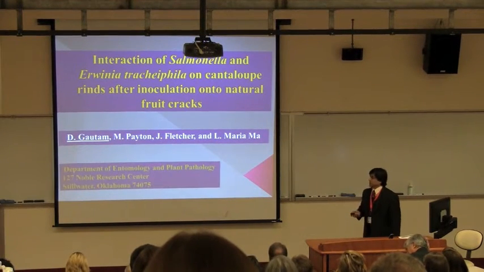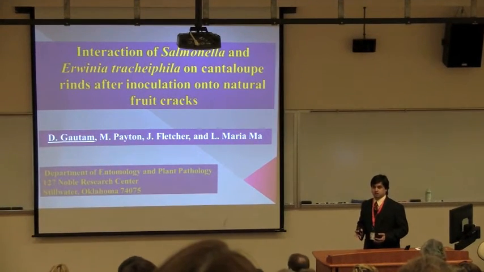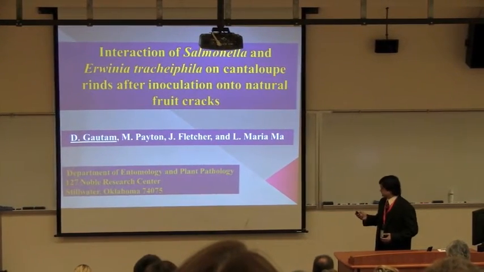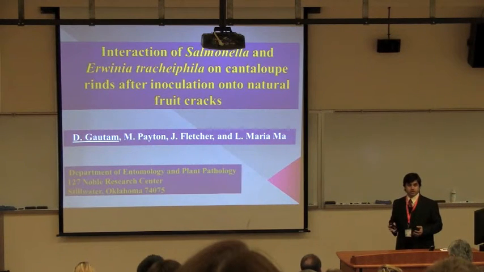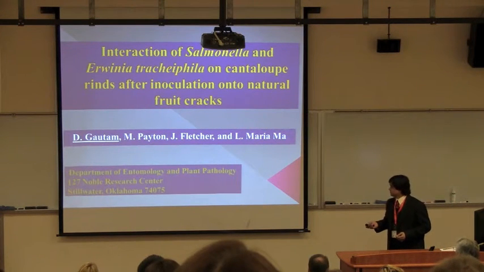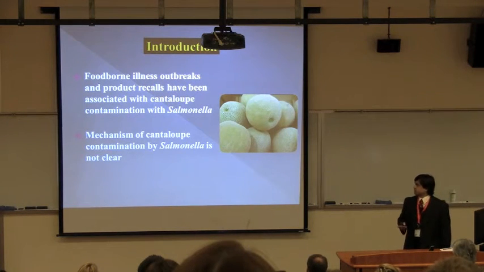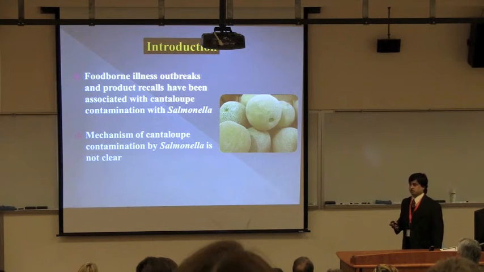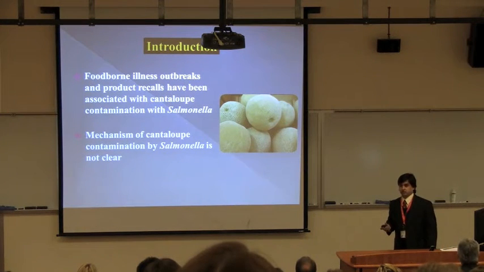Today I'm going to talk about the interaction of the human pathogen on plants in the presence or absence of a plant pathogen. I'm looking at the interaction of Salmonella and Erwinia on the cantaloupe fruit surface. We know that in the past there have been many contamination issues coming from the consumption of the produce, and the mechanism of the contamination is still unknown.